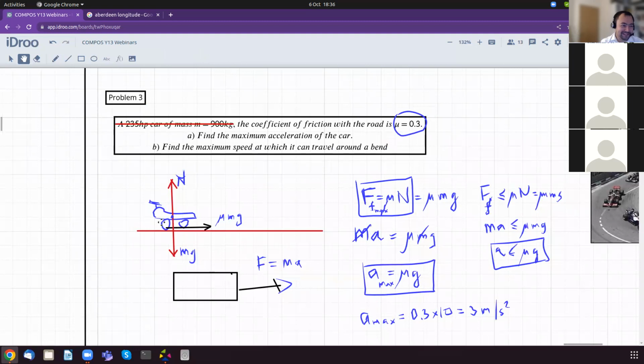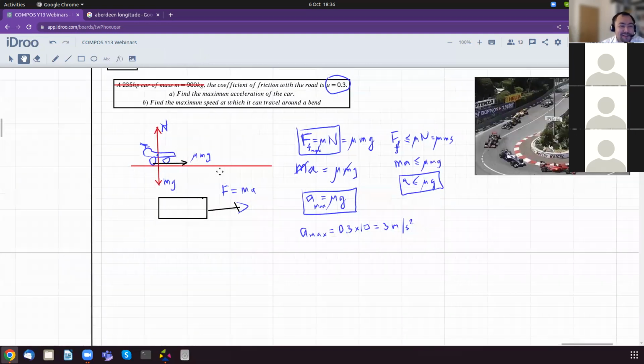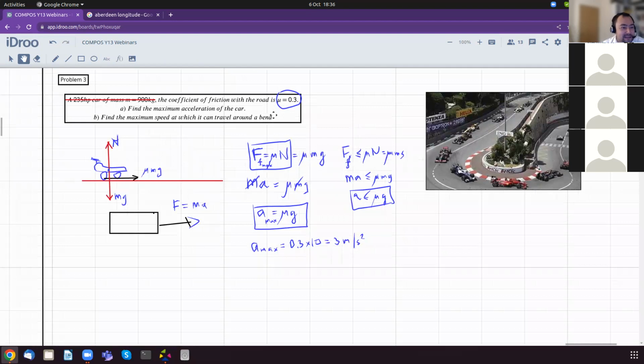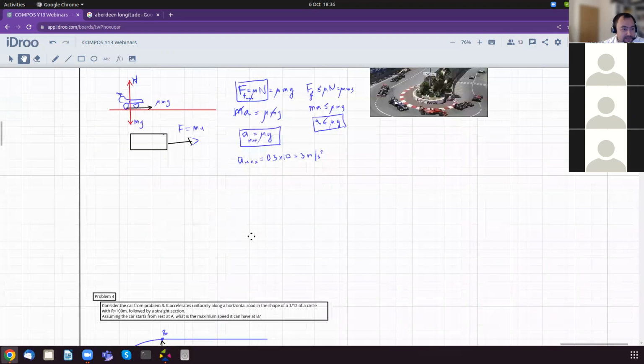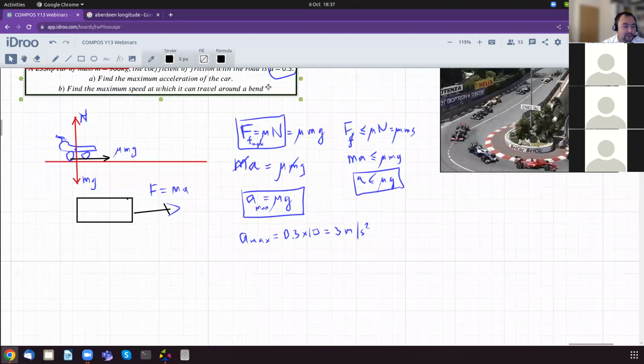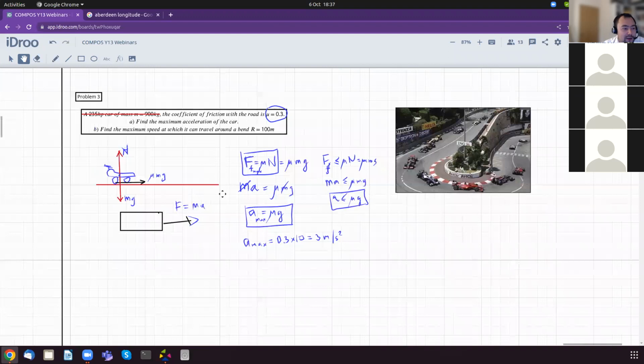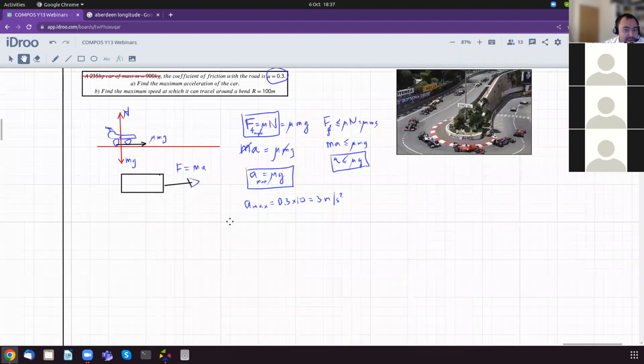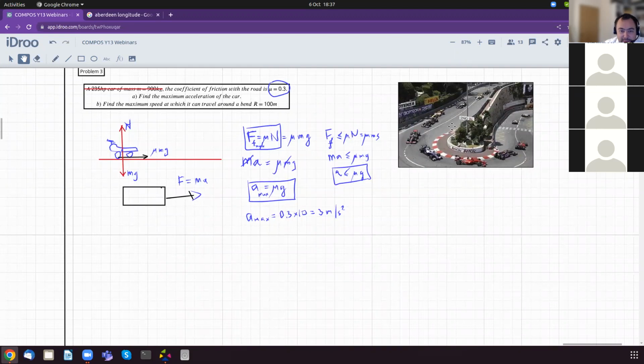I did try to trick you a little here. Find the maximum speed at which it can travel around a bend. This is a bend of radius 100 meters. Okay, so let's say you have a bend in a road and this is 100 meters. This picture is not very representative because this picture is clearly less than 100 meters, but just for you to understand that this is the radius of a bend.